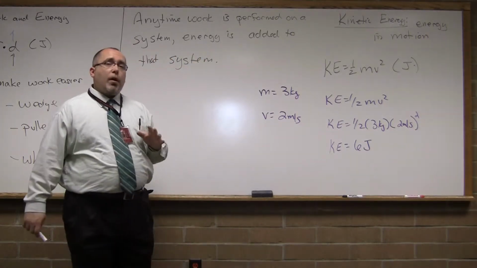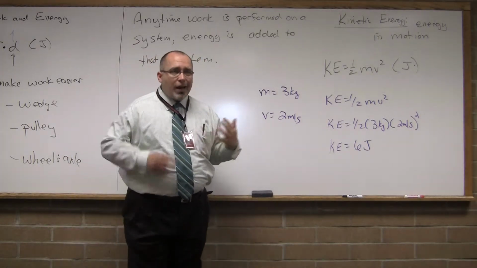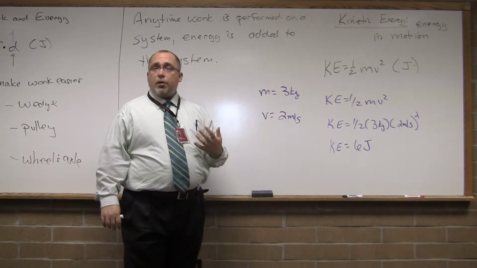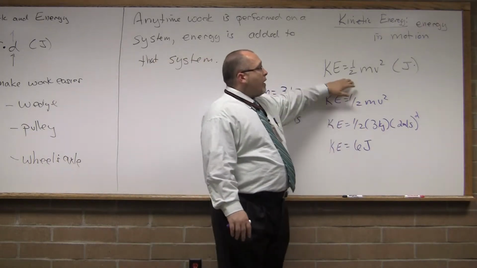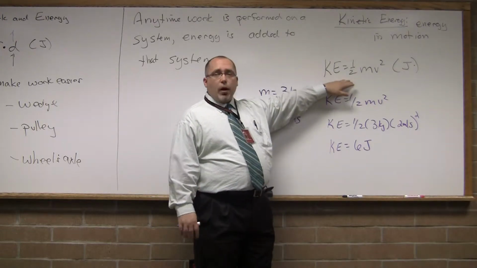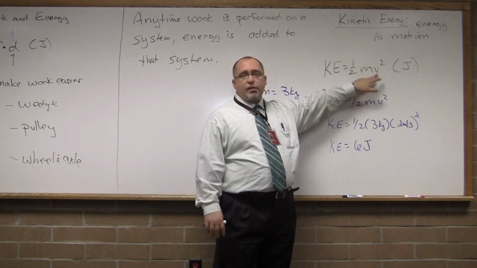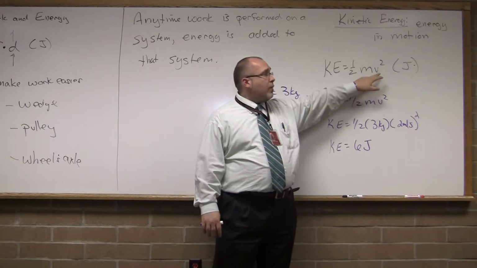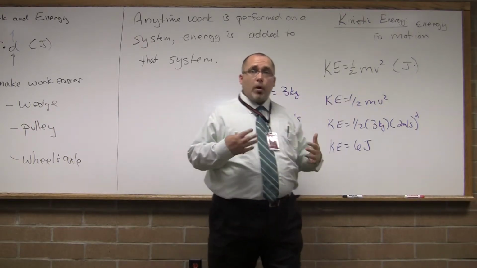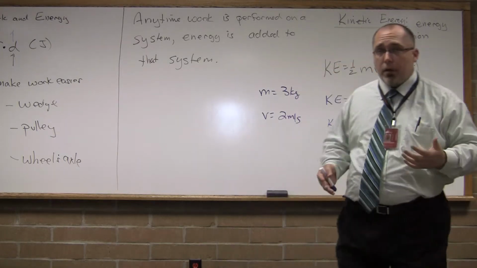But the first type we're going to talk about is called kinetic energy. The word kinetic means motion. So kinetic energy is simply energy in motion. And the formula for kinetic energy is 1/2 mv squared, where m is your mass and v is your velocity. So an object at rest has zero kinetic energy because its velocity would be zero. But an object in motion has some kinetic energy.